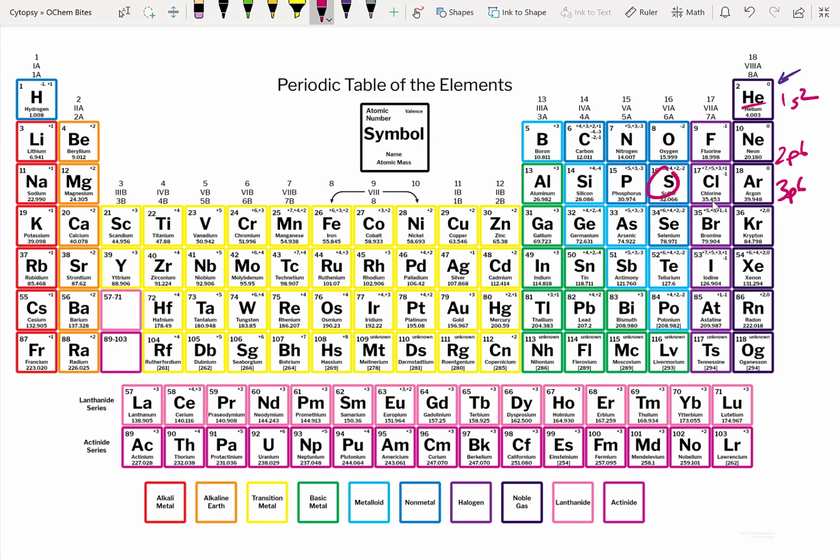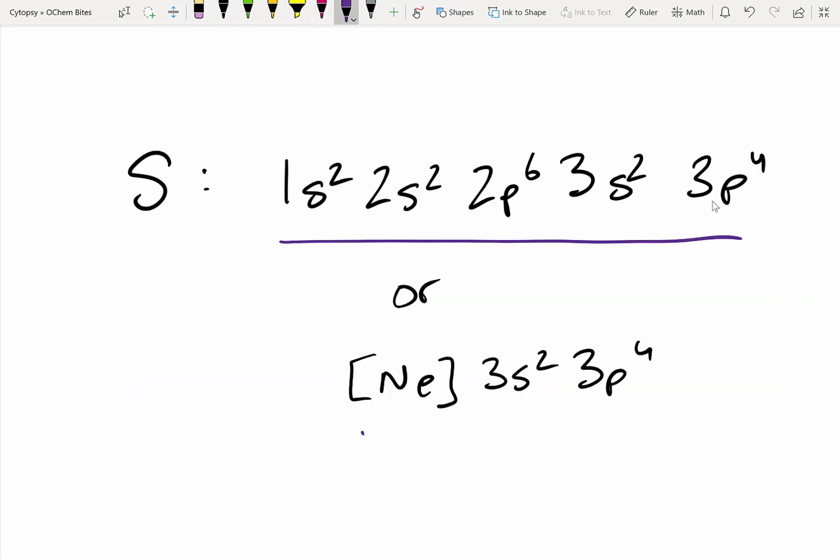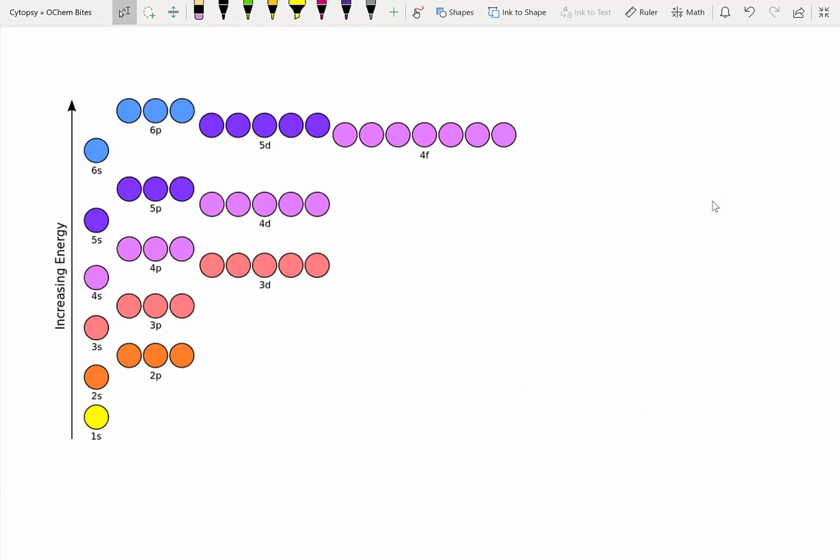So the shorthand for sulfur could just be neon plus 3s2, that's these two, and then 3p4, which are these 4 elements. And here's how you represent it. Neon, 3s2, 3p4.